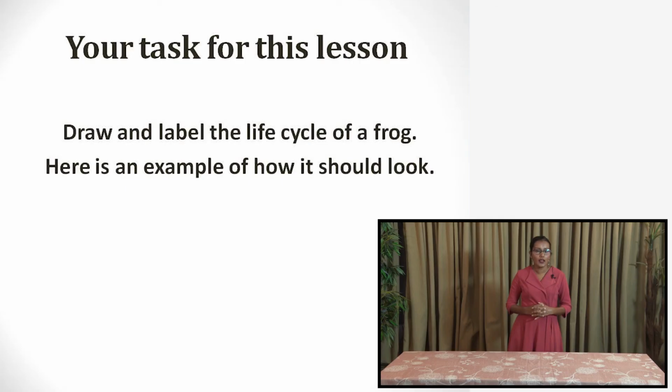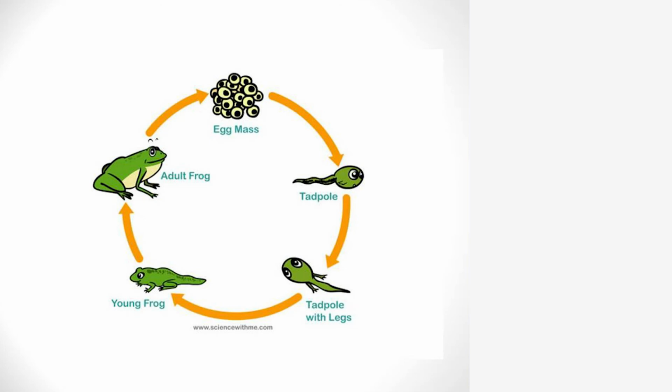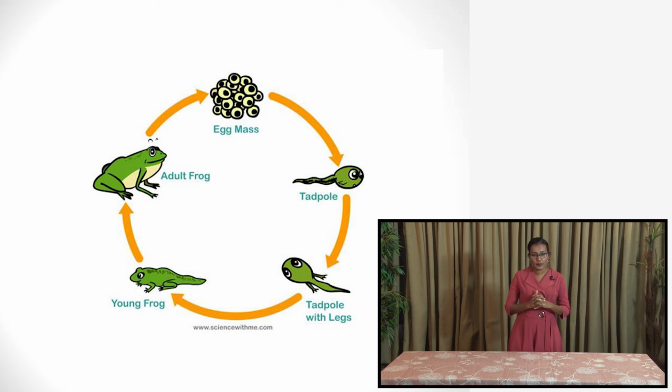Your task for this lesson. You are expected to draw and label the life cycle of a frog. Here's an example of how it should look. This here is an example of the life cycle. It starts with the egg, then the tadpole with legs, then you're going to get the young frog, and then the adult frog. Try your best to draw as neatly as possible.